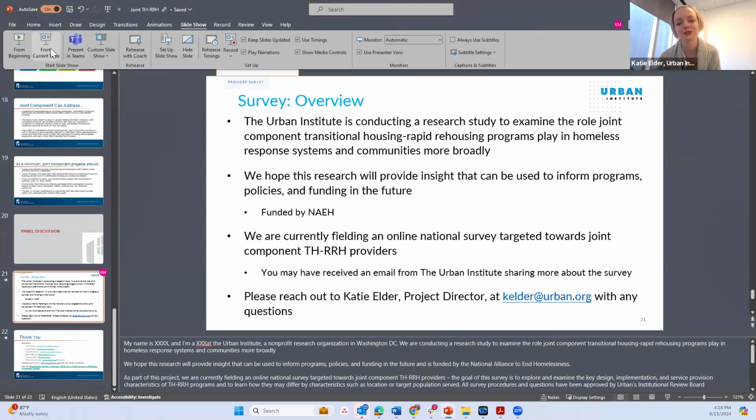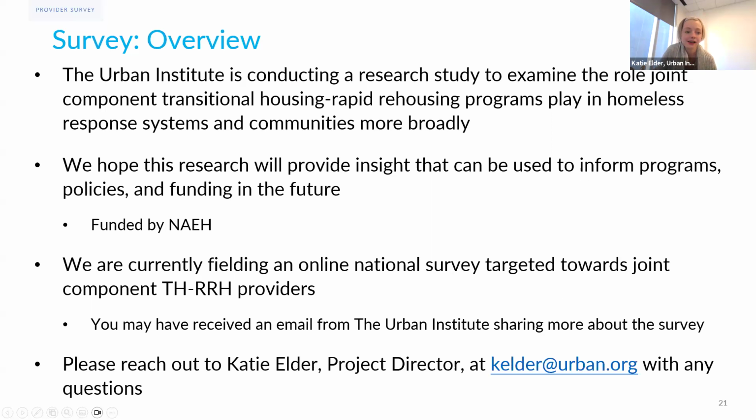So good afternoon, everyone. My name is Katie Elder, as Mary Frances mentioned at the top, and I'm a research associate at the Urban Institute in Washington, DC. Specific to today's asks, I'm part of a small team of researchers conducting a mixed method study on joint component programs with funding from the Alliance. This is a 24-month project, and it uses a community-engaged approach to address three key questions around design and implementation of TH-RRH programs. What are the key design, implementation, and service provision characteristics of these programs? How have they been developed and implemented in communities? And how do providers and program users view these programs?